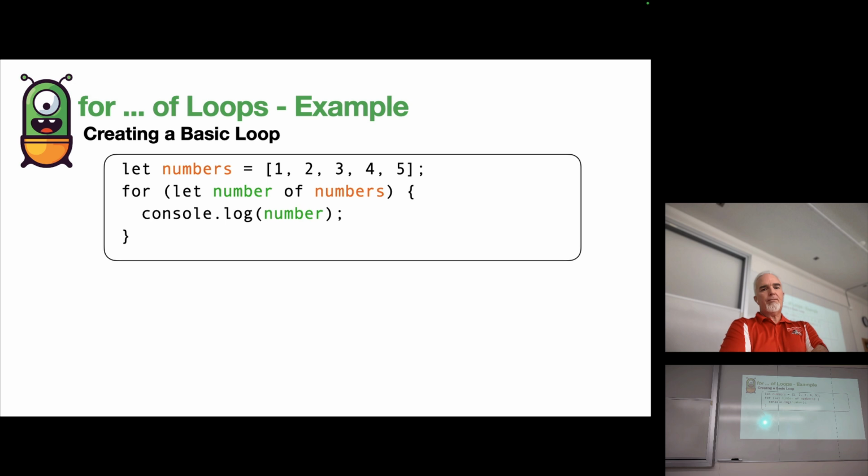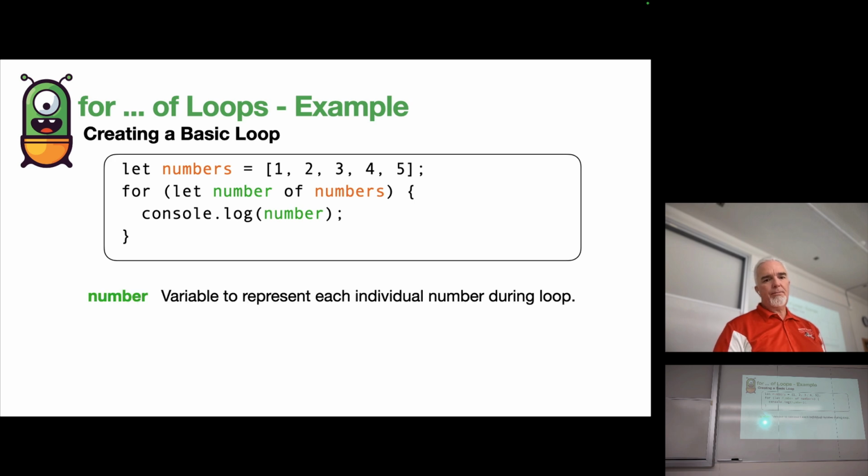So what it's going to do is say, okay, for each number in here, I'm going to start with number 1. I'm going to put number 1 in the variable number, and then I'm going to print that number to the console. Then the loop continues, and I will go to the next number, which is 2, and now 2 becomes the next number, and that number gets printed to the console. Then 3 and 4 and 5. And when the loop reaches the end of the list, then the loop finishes naturally.